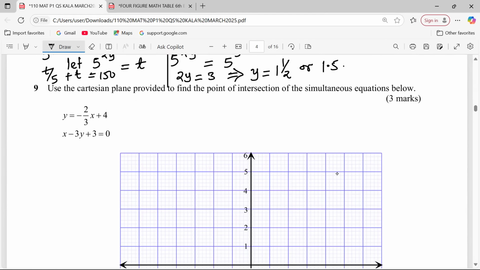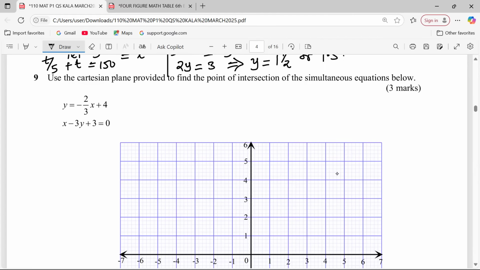Now at number 9, graphical question. We are told to use the Cartesian plane provided to find the point of intersection of the simultaneous equations below. For us to find the point of intersection, we are supposed to plot the two equations on the same Cartesian plane. After that, we are going to interpret the point at which they shall be intersecting.